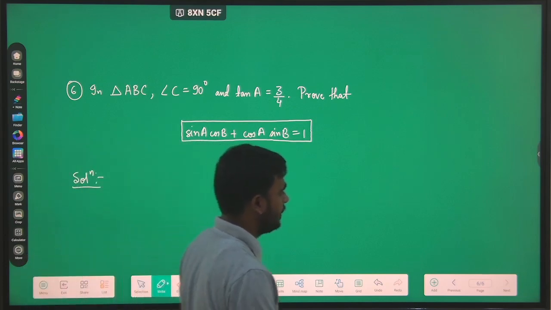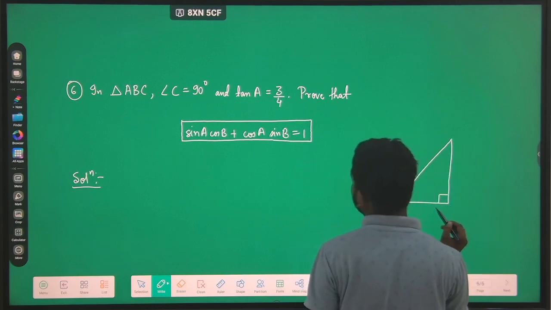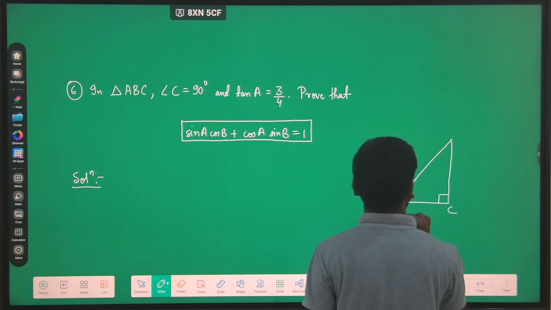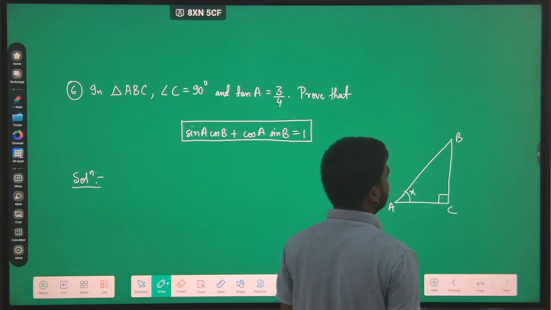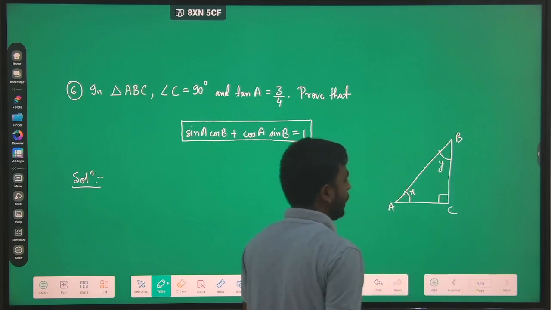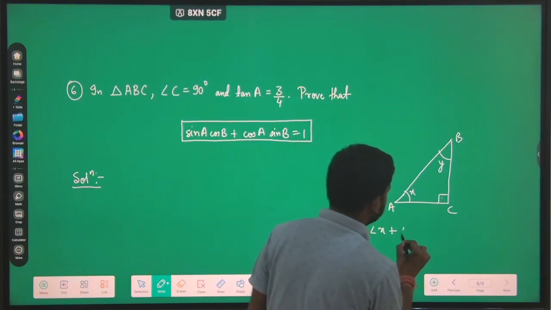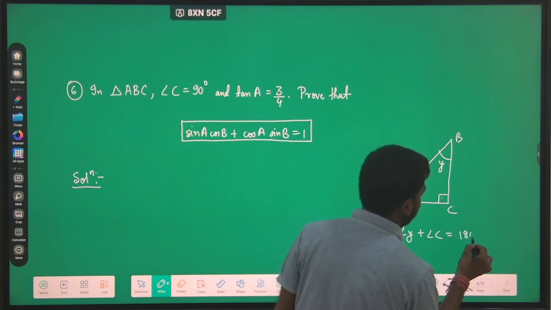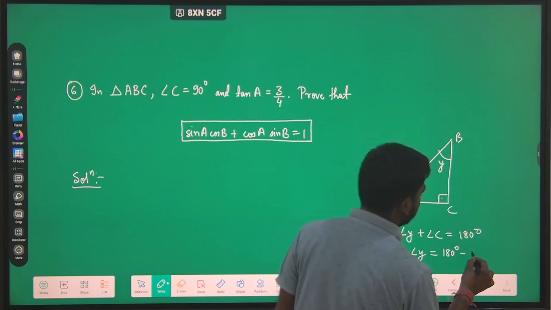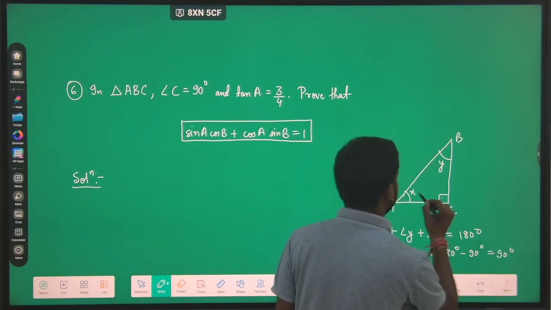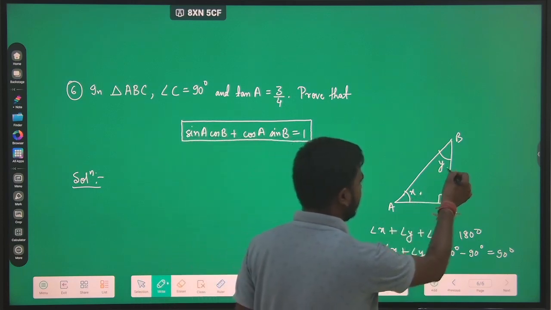So let us suppose that this is our triangle ABC, right angled at C. If this is 90 degree and this angle is, let us suppose, x, and this angle is y. So by the interior angle sum property of a triangle, angle x plus angle y plus angle C is equal to 180 degree. This implies angle x plus angle y is equal to 180 degree minus angle C, that is 90 degree, which is equal to 90 degree. So the sum of x and y is 90 degree.